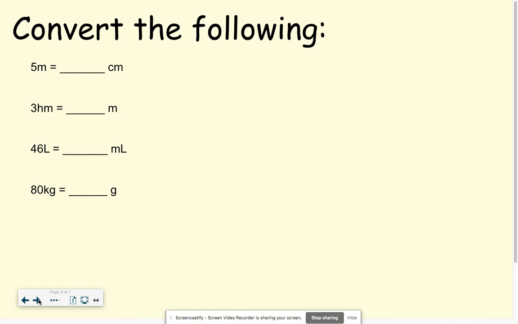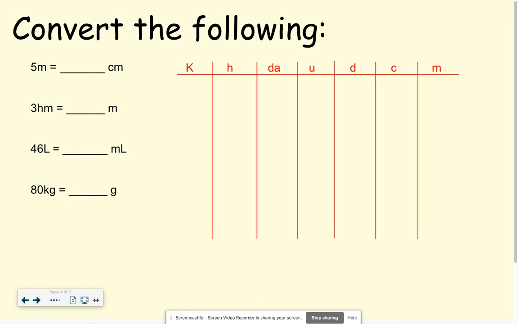Let's take a look at a few examples. So we're going to convert the following. We're going from meters to centimeters, hectometers to meters, liters to milliliters, kilograms to grams. In order to do any of these, we need to make our chart. So by learning that phrase, King Henry died upon drinking chocolate milk, we can get all of our units labeled and create a chart that looks like this.